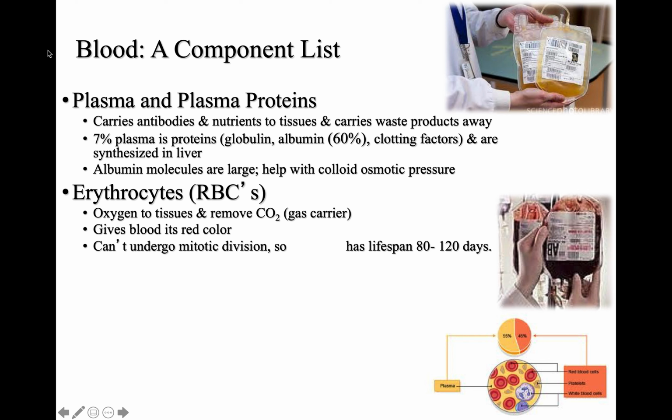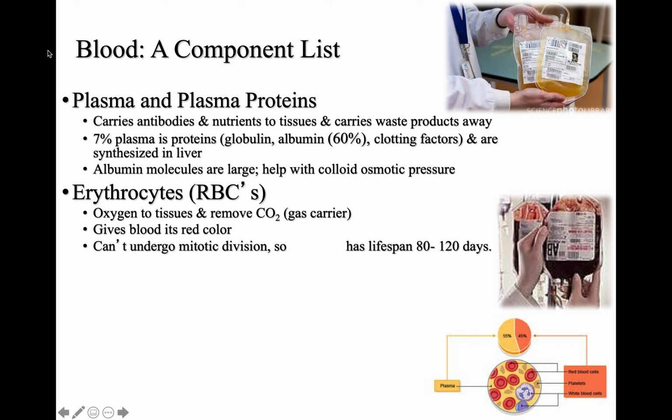Of our globulin, albumin is 60%, albumin holding that plasma together, and clotting factors are all synthesized in the liver. That's why, if we have liver problems, we have tons of problems with clotting factors, and tons of problems with albumin and how it's stored. And there it is. Albumin molecules are large. They help with colloid osmotic pressure, meaning they keep the plasma equal with our other body fluids.